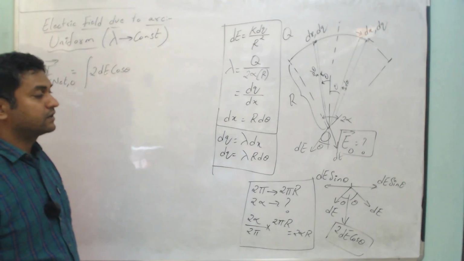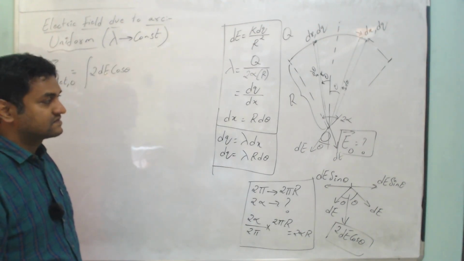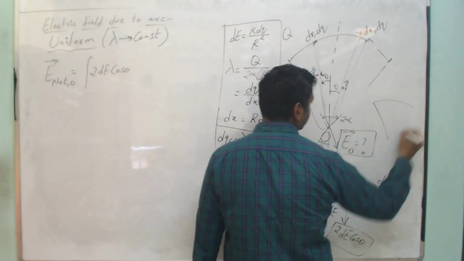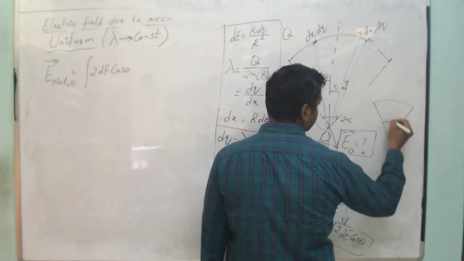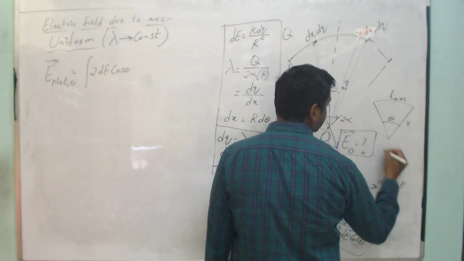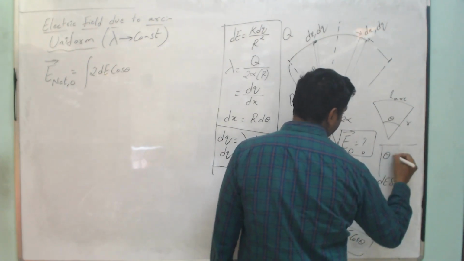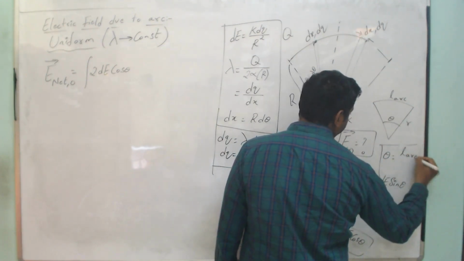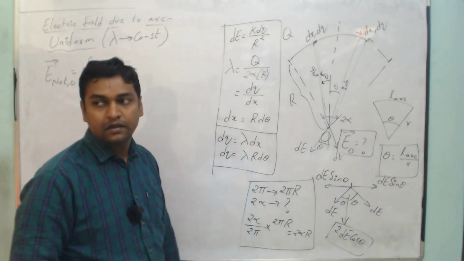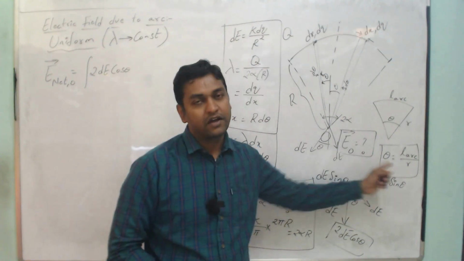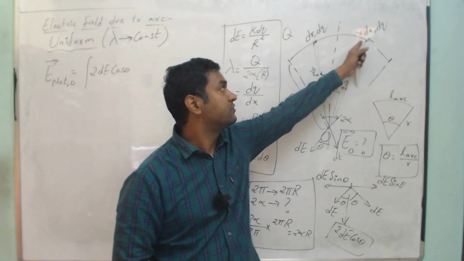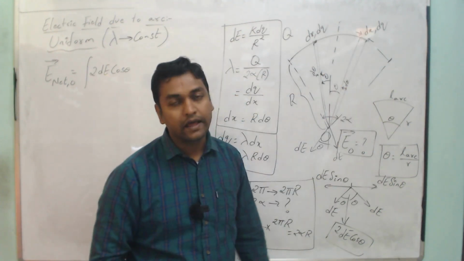Sir, how did you get r d theta? Theta is equal to arc by radius. School stuff. If this is my theta and this is length of arc and this is my radius r, theta is equal to length of arc divided by radius. So length of arc is equal to r into theta. So basically that length of arc is equal to radius into small angle d theta.